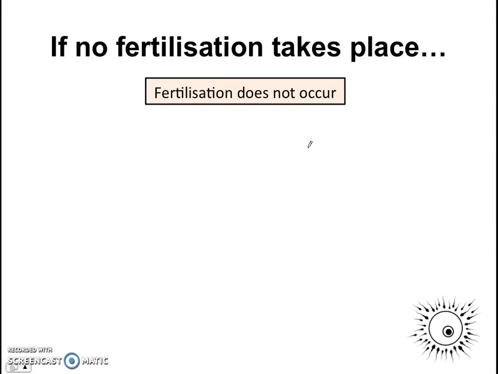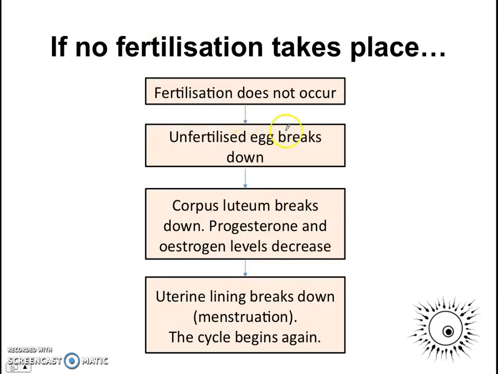Okay, so we've looked at all the 4 stages, and now if fertilization does not take place, so if there's no pregnancy, then what happens? Well, firstly, the unfertilized egg will break down, and then that will result in the corpus luteum breaking down. The corpus luteum in the ovary will eventually break down, so progesterone levels will decrease, because that was produced by the corpus luteum, and estrogen levels will also decrease. And when the levels of these 2 hormones decrease, then menstruation takes place and the cycle begins again.